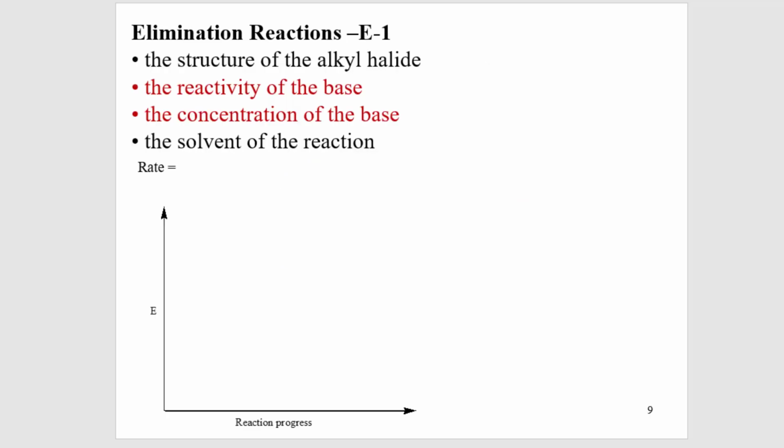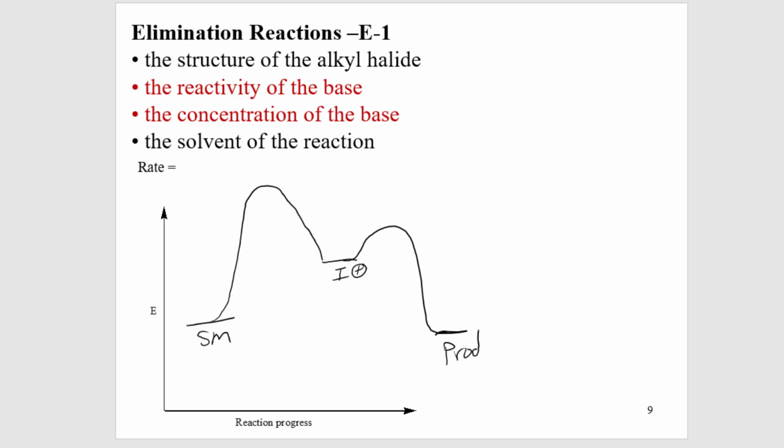So we can again write our elimination. Starting material, high energy state, intermediate, carbocation, and to our product. This is, you would say, an energy diagram that does not show a rearrangement. It only has one intermediate.